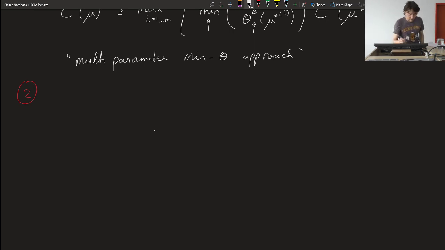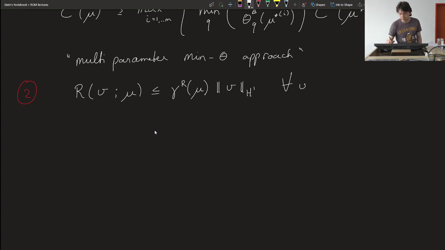Okay, let me write down again what our definition was. What do we actually want to compute? We had that the residual, which is a linear form, so it takes the function v and spits out a scalar value, but it's also parameter dependent, is bound from above by this stability parameter gamma r, which also becomes parameter dependent, multiplied by the norm of v in H1. And this has to hold true for all functions v in, right now, our high dimensional finite element space.